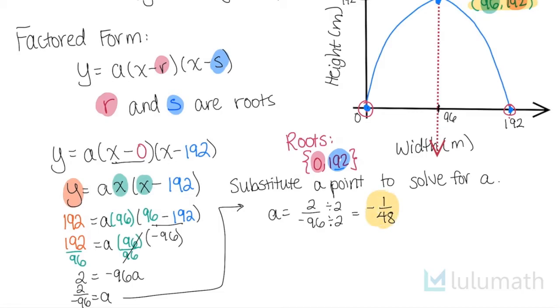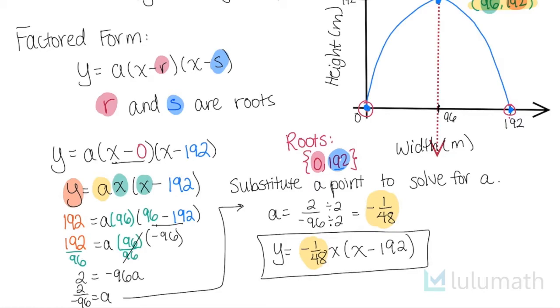So I can replace this a right here with negative 1 over 48. So my new equation is going to say y equals negative 1 over 48 multiplied by x minus 192. And this right here is my equation. I could distribute this through, but I don't have to do that.